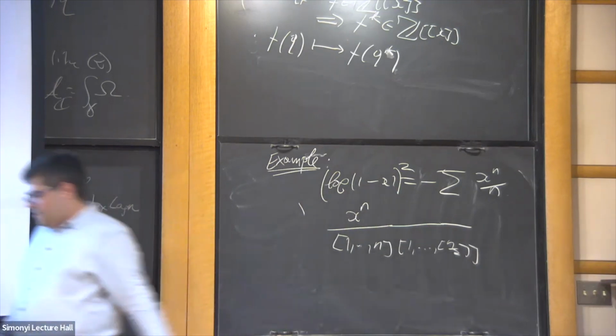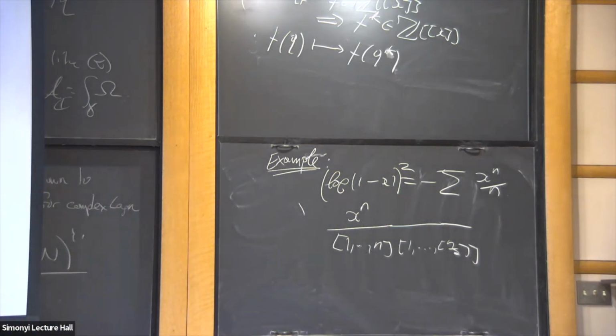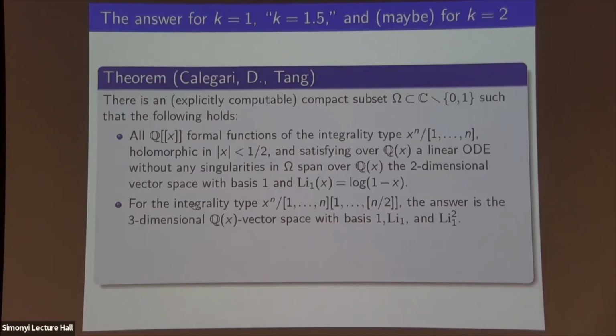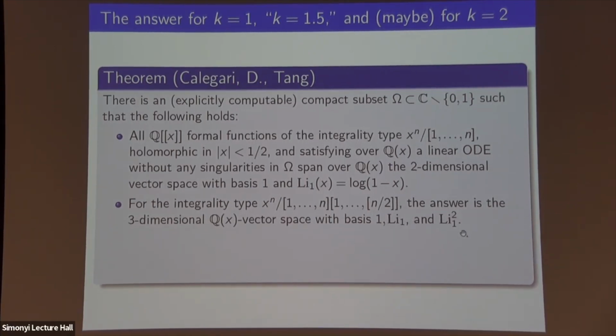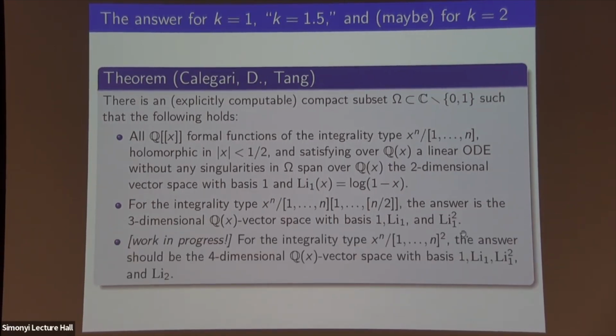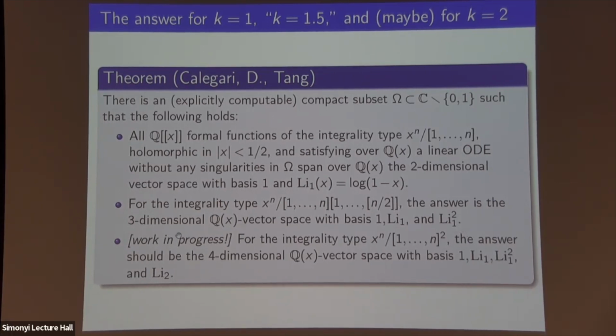Okay, so as a further step, we can say that if we have this denominator type, the solution space is a three-dimensional space with basis 1, log, and the square of log. And what we almost get to, but it's still a work in progress, to try to finish, but it will be easy to say what improvement needs to be made.